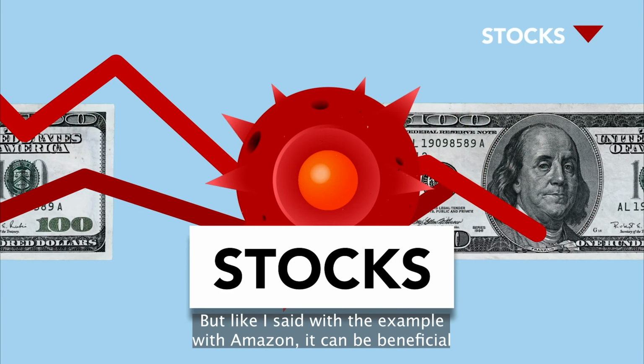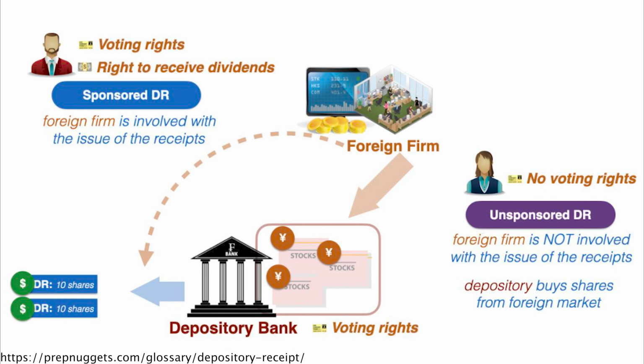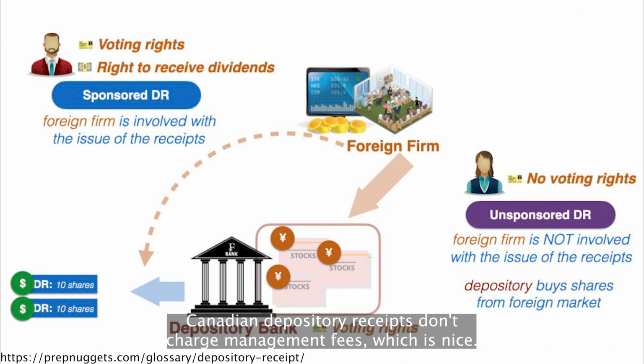So continuing on with the pros, dividends in Canadian depository receipts flow through to the CDR holder in Canadian dollars, which is a benefit. Investors still receive voting rights on the shares that they have. And then as well, Canadian depository receipts don't charge management fees, which is nice. So you're gaining exposure to these without getting charged an additional fee. So jumping to the cons here.